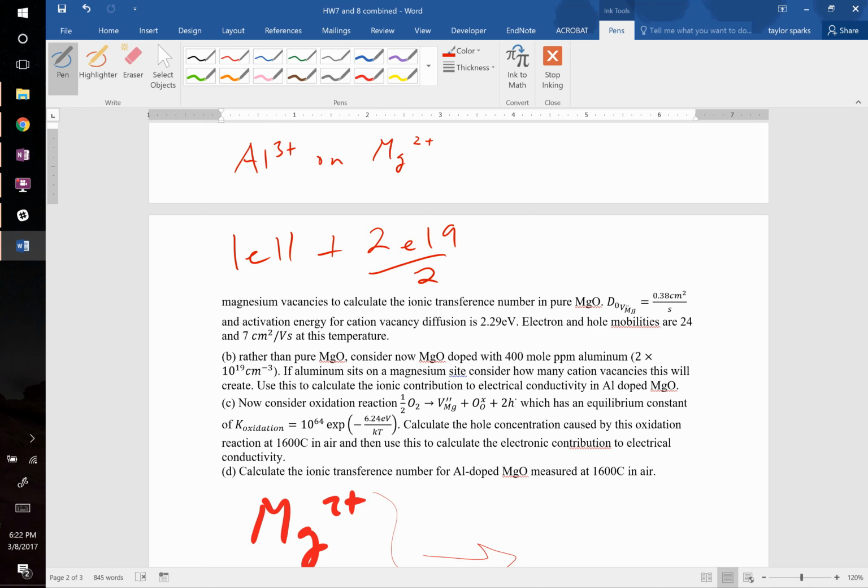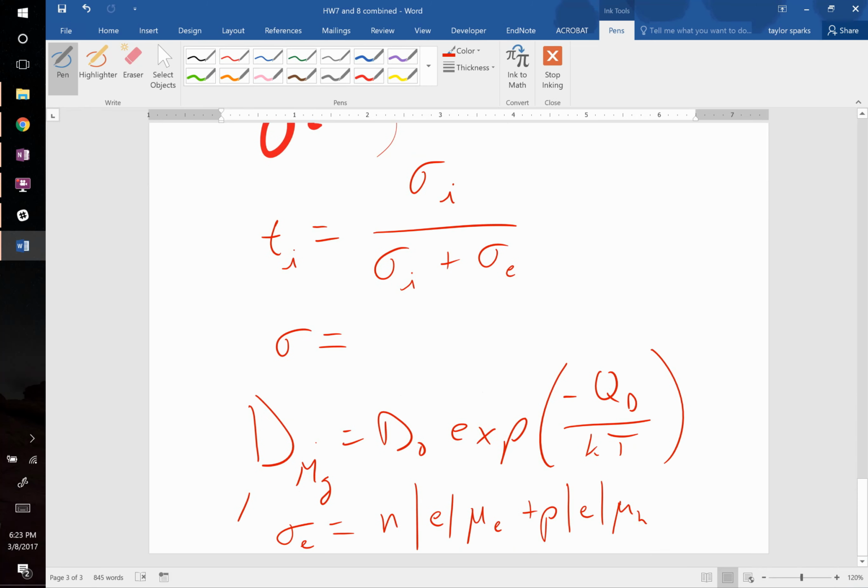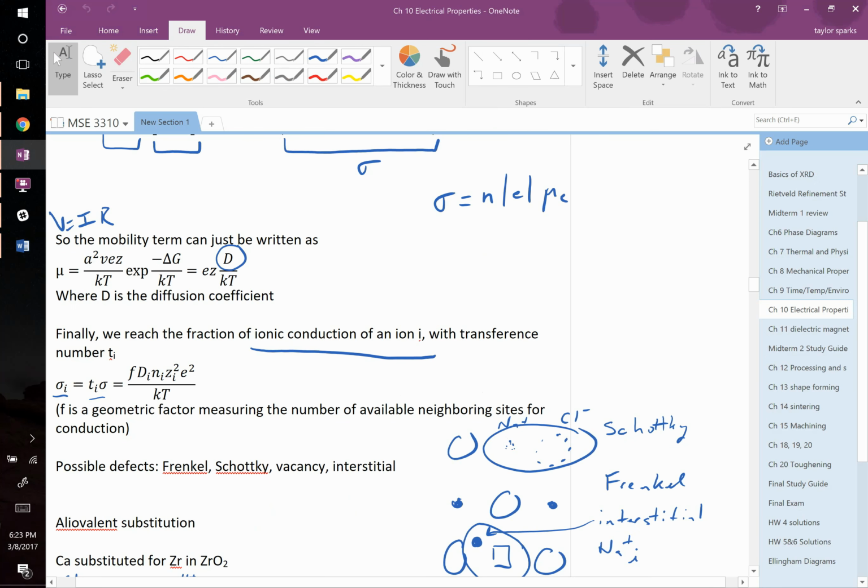Okay. So it says if aluminum sits on that, how many defects, and use this to calculate the ionic contribution to electrical conductivity, right? So now you go back just like before. What's different? We've got a new number. We're going to do this again, but now n has changed. Before, it was just the Schottky number of magnesium vacancies. Now it's the Schottky number plus this other one, and it's going to be so much larger than this thing. It's like 7 orders of magnitude larger. It's way bigger, 10 million times bigger.